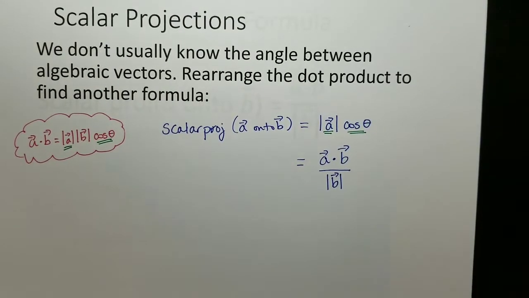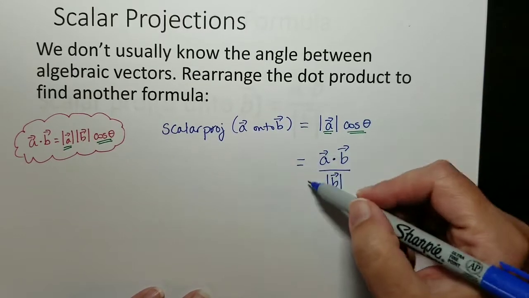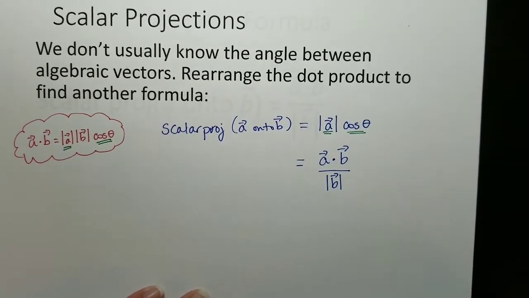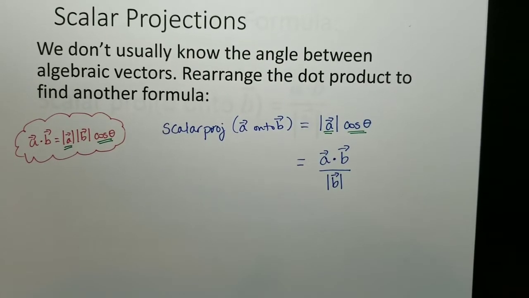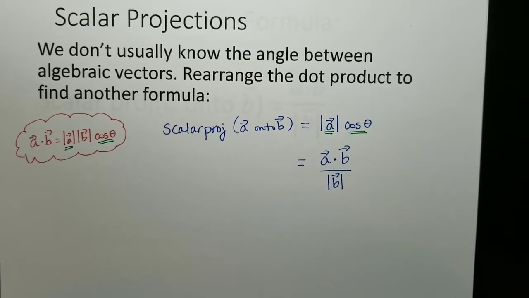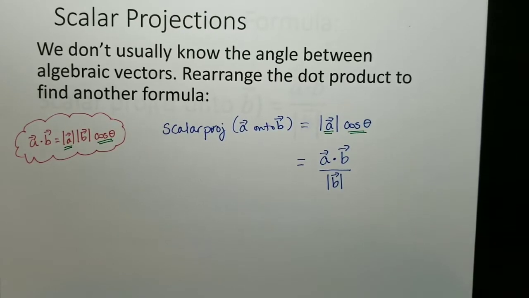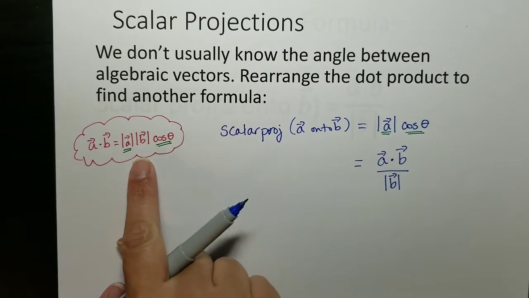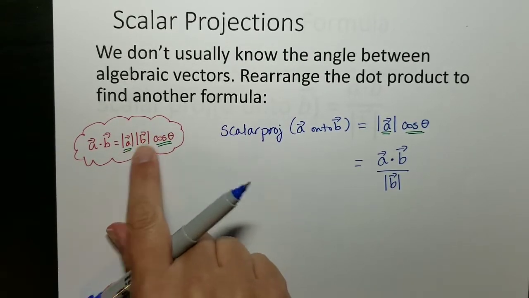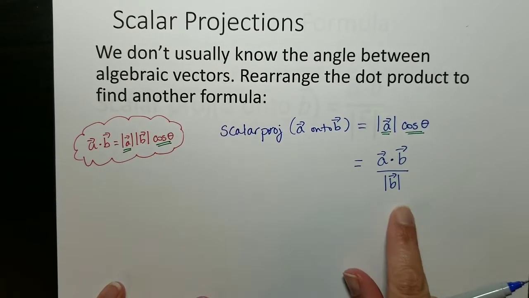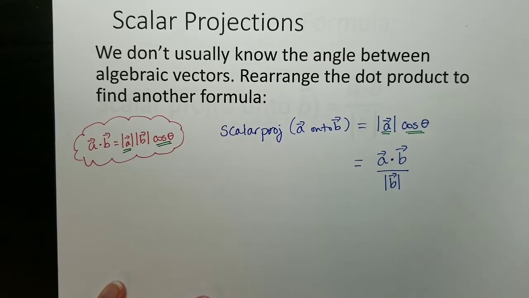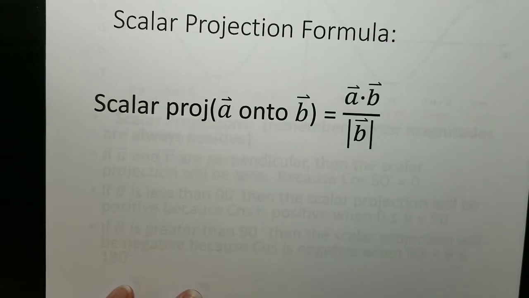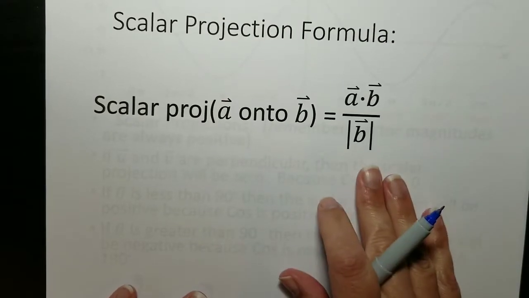So if we take a look at this, we end up getting a nice easy formula to work with, because if we have these algebraic vectors, we can do the dot product of two algebraic vectors very easily, and we can find the magnitude of the second vector very easily. So that's how we come up with the equation, just manipulating the dot product equation. We want two of the three parts, so we just divide out the magnitude that we don't need. And there's the formula for that.